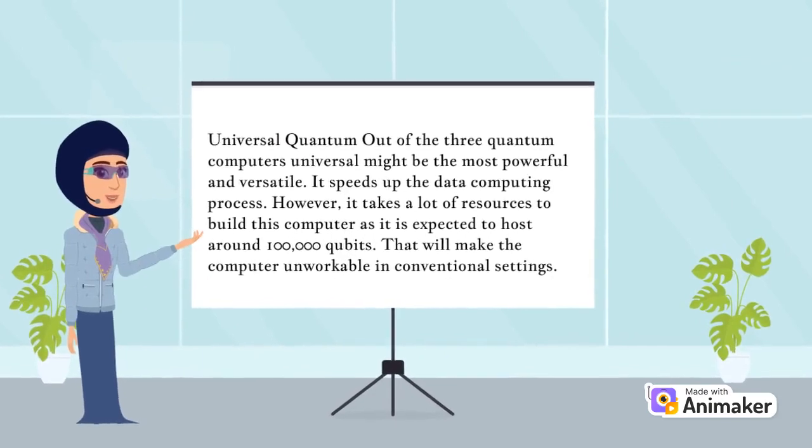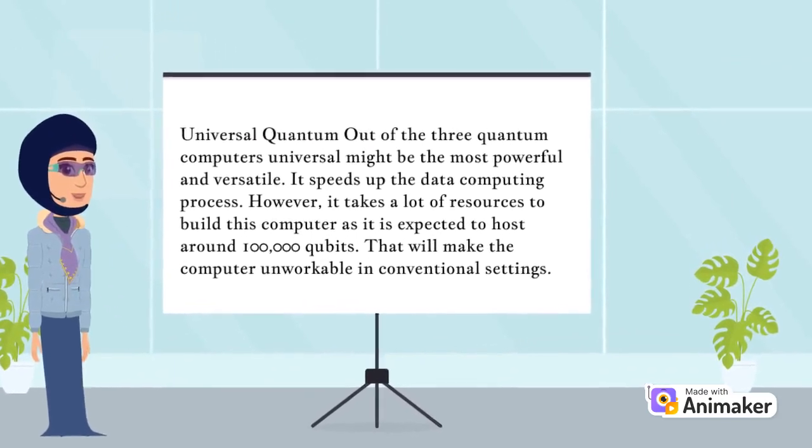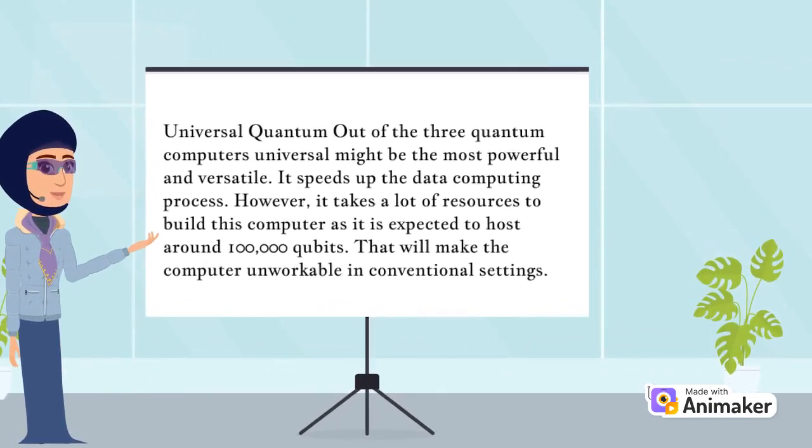Universal quantum. Out of the three quantum computers, universal might be the most powerful and versatile. It speeds up the data computing process. However, it takes a lot of resources to build this computer, as it is expected to host around 100,000 qubits. That will make the computer unworkable in conventional settings.